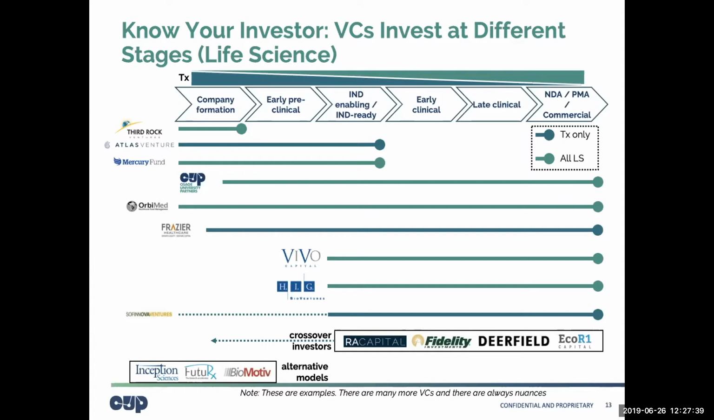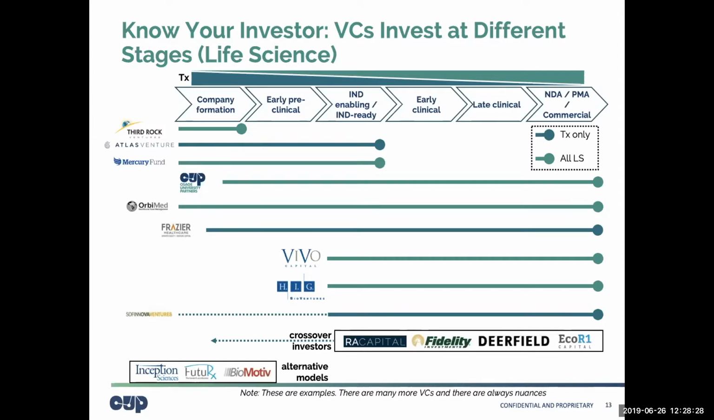The funds at the top that are largely considered early stage funds in life sciences are Third Rock, Atlas, Mercury, oftentimes starting companies from scratch, getting involved early on, helping with company formation, and then taking them to preclinical IND. OUP, our fund, is really broad. We get involved in almost everything besides true company formation. Occasionally we'll do that, but in most cases we're getting involved around preclinical to commercial stage companies. Then you have venture firms that were traditionally late stage that have moved much earlier, like the OrbiMeds of the world, to the Frasers. And then you have later stage dedicated funds like Vivo or HIG or Software.